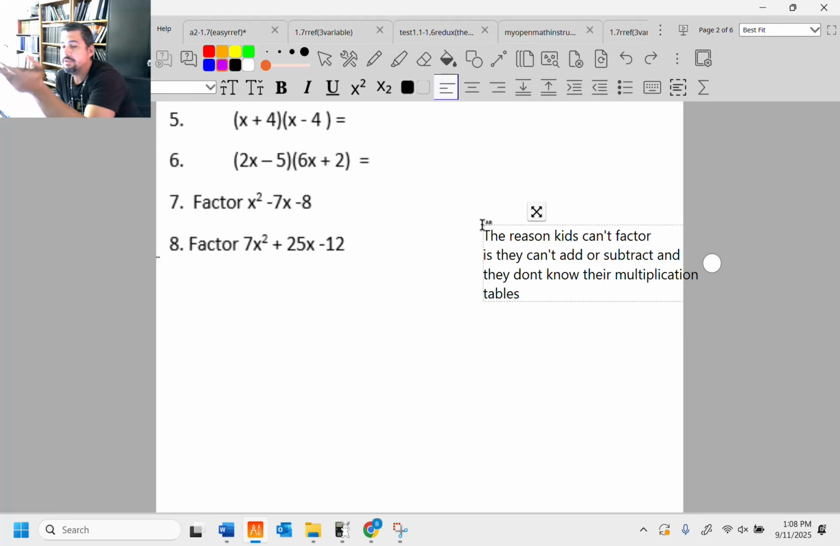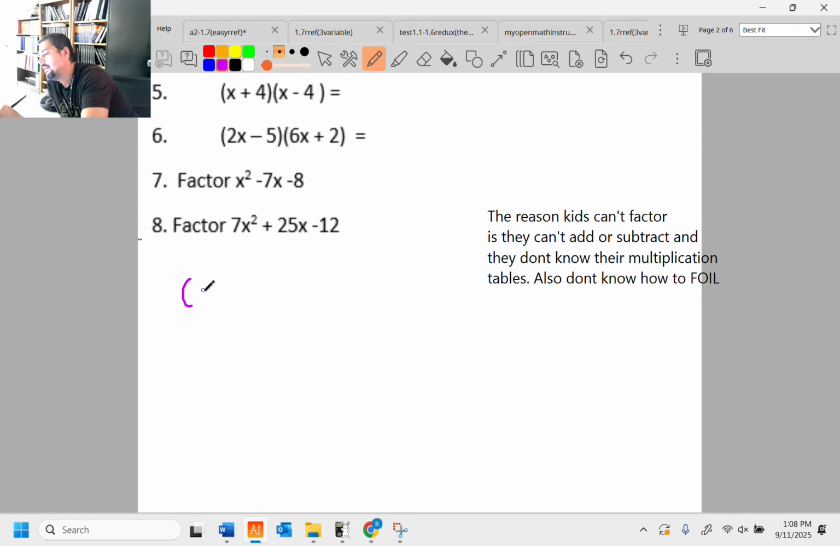They also don't understand foiling. And that's another big issue. They also don't know how to FOIL, first, outer, inner, last. Anywho, to make a 7x squared, it takes a 7x and an x, because that creates that piece right there.